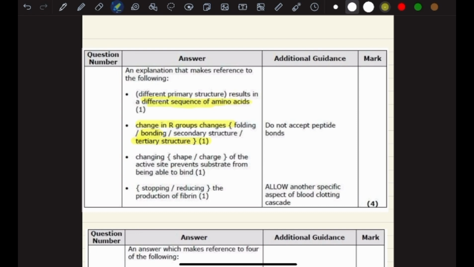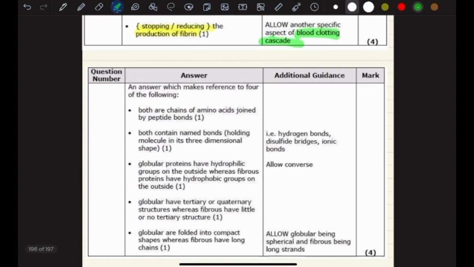Then we get the context from the question. I was told that factor is an enzyme. If we change the shape of the active site, then it can no longer bind to substrate. It even says here, I'll highlight in green, just mention anything about the blood clotting cascade. Use the knowledge that you already have to just add it in. A little sprinkle there, impress the examiner, you can get a mark from it.